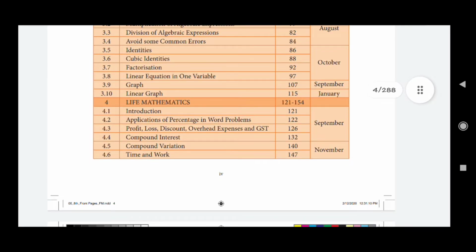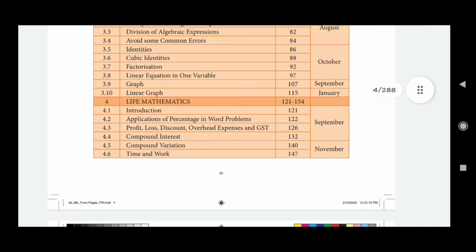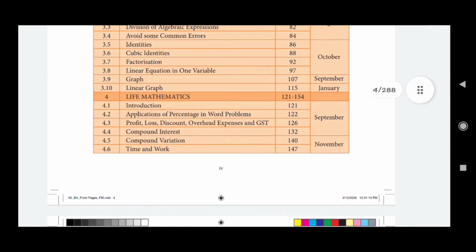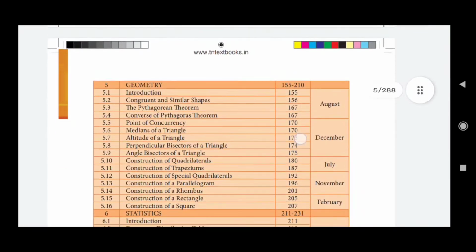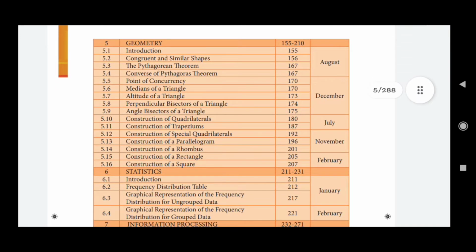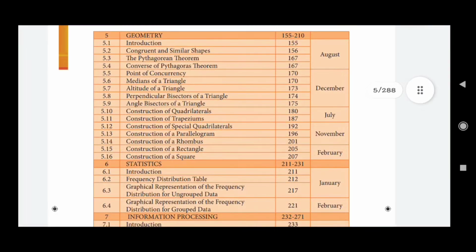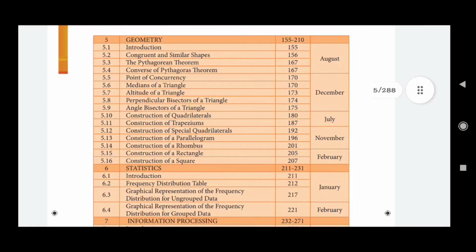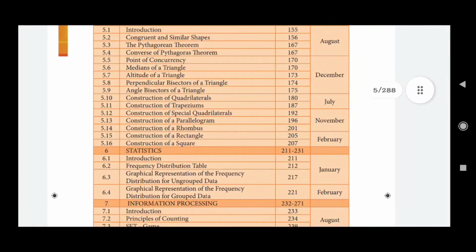Then in life mathematics, only one exercise, 4.1, is there, so prepare that. Then in geometry, we have construction of quadrilaterals, construction of a trapezium, construction of special quadrilaterals, till rhombus. Construction of parallelogram and rhombus are important, so practice these sums.